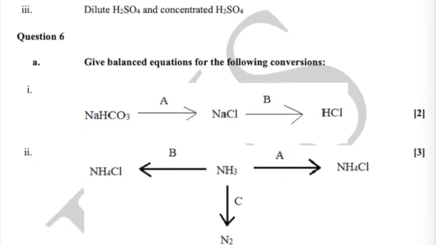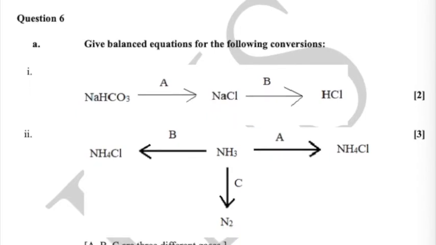Vedant, you did question 6, so you can do that. Well, question 7. Okay. Question 6, anyone wants to do? I can do it. Okay, for the first one, I used A as HCl gas. NaHCO3 plus HCl gives you NaCl plus H2O plus CO2. And for B, I used concentrated H2SO4, because at about 200 degrees Celsius or below, you get HCl.